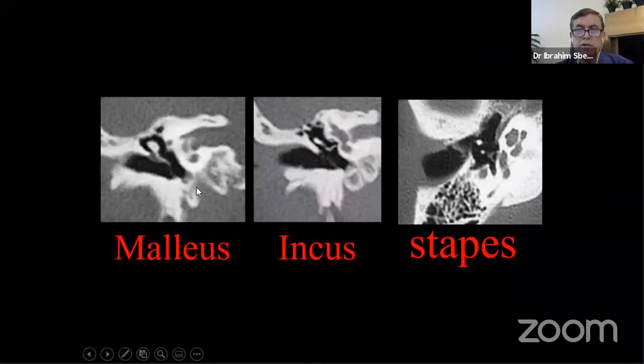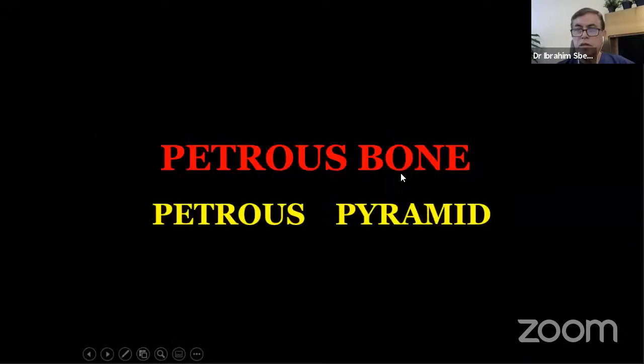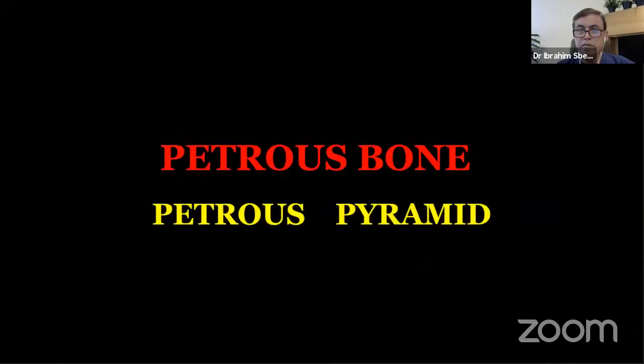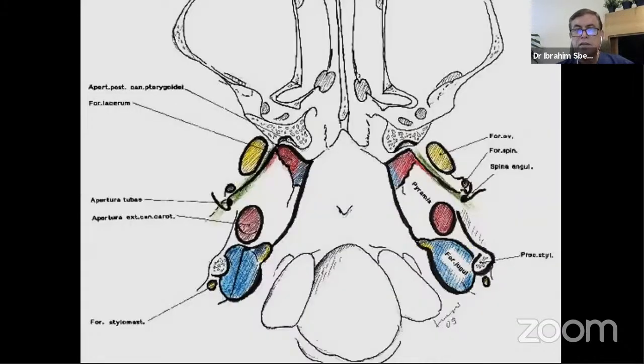And these you can actually see on the coronal CT scan: malleus, incus, and stapes here sitting on the oval window. We speak about the petrous pyramid and petrous apex. Let's discuss that. This is a view from the base of the skull, and you can see the shape of the petrous bone is like a pyramid. Apex here, the base is here.